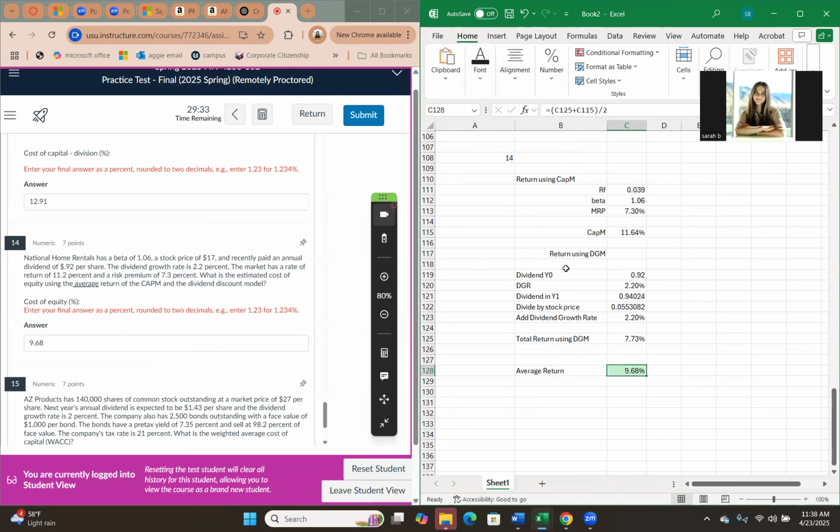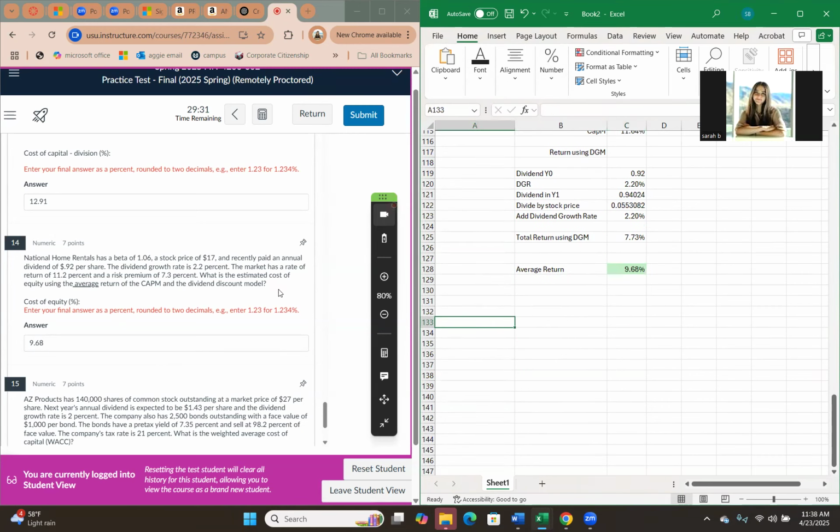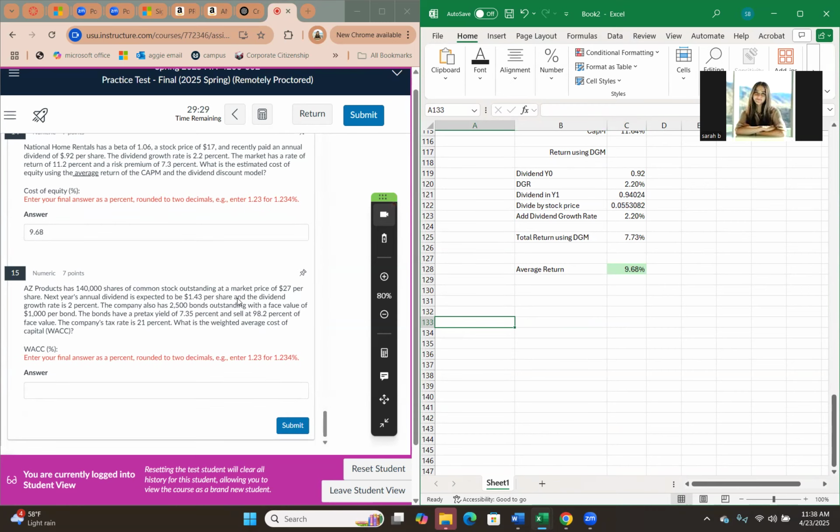Highlight that. Okay, sweet. Okay, last one, 15. AZ Products has 140,000 shares of common stock outstanding at a market price of $27 per share. Next year's annual dividend is expected to be $1.43 per share, and the dividend growth rate is 2%. The company also has 2,500 bonds outstanding with a face value of $1,000 per bond.